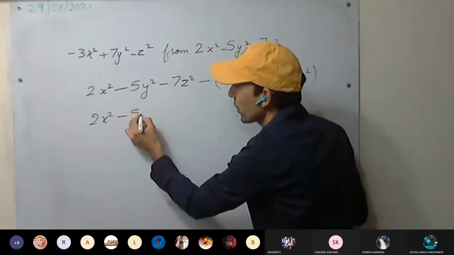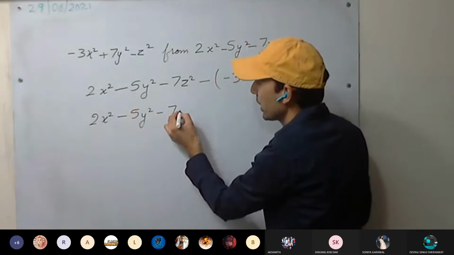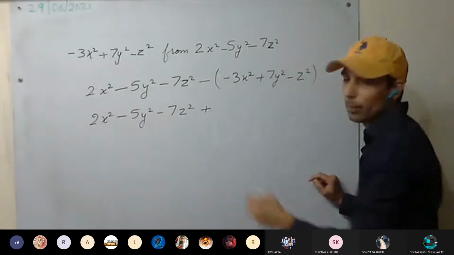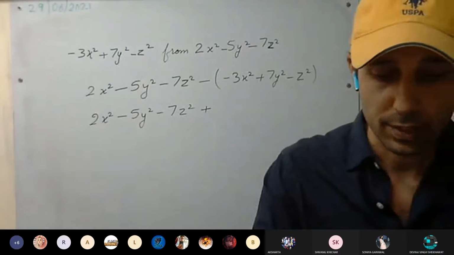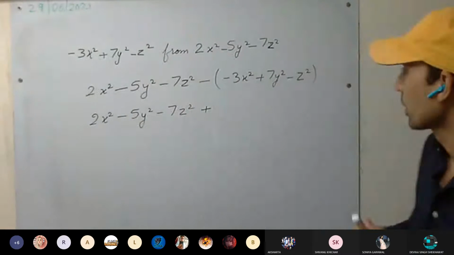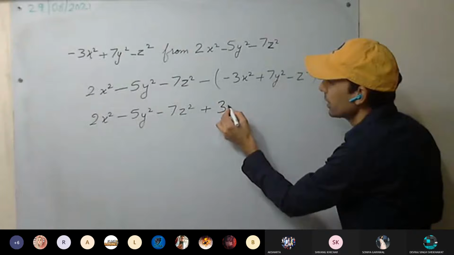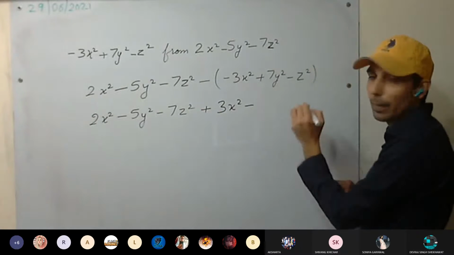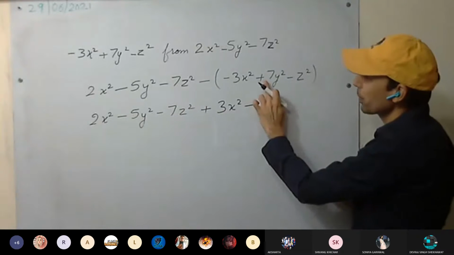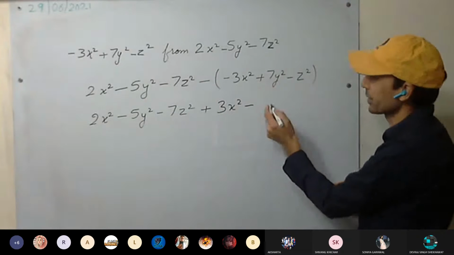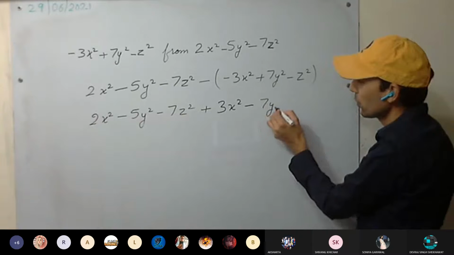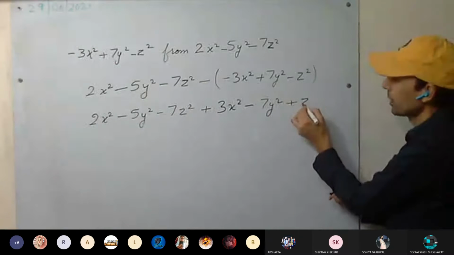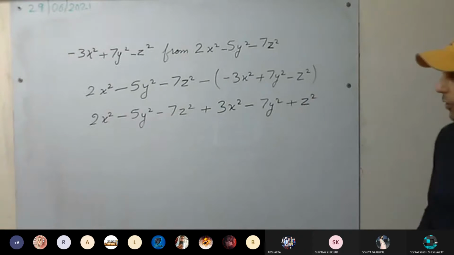2x square minus 5y square minus 7z square. Minus minus, it will be plus. Plus 3x square. Minus plus, it will be minus, so minus 7y square. Minus minus, it will be plus, plus z square. Now solve it, everyone.